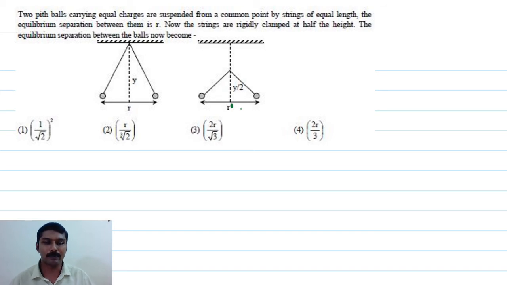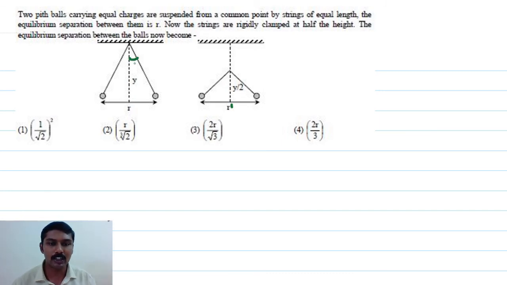So let's start with our basic ideas. These are the four options given to you for r dash, in terms of small r. Let's start by analyzing this figure. Y is the displacement, the horizontal distance of these two charges from the point of pivoting, the point of joining the two strings together. That distance is y.